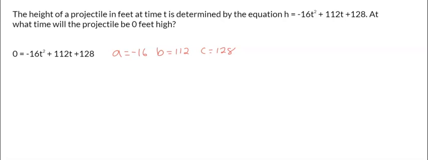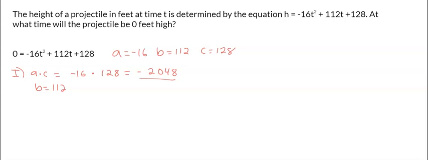Okay, so the first step that we do is A times C. A times C is equal to negative 16 times 128, and that is equal to negative 2048. Then B is simply 112.